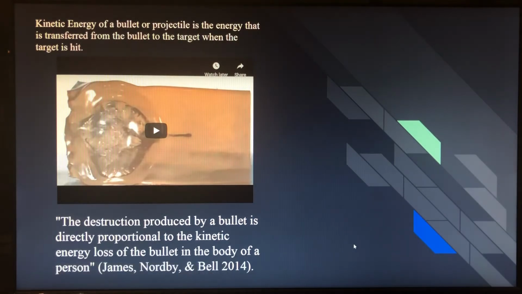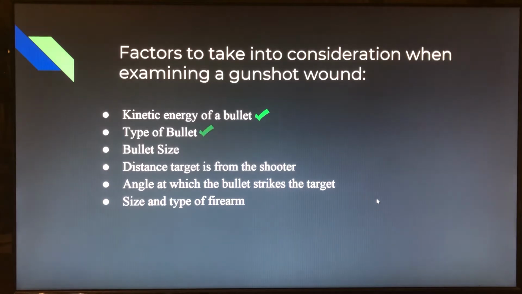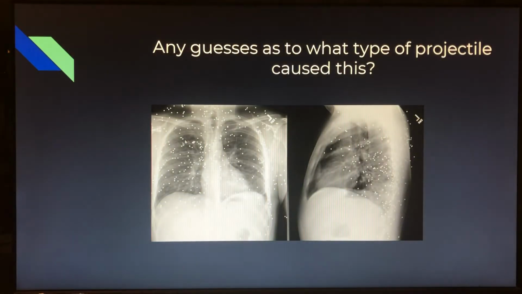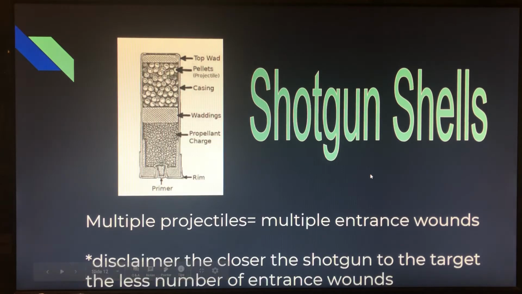So she does an excellent job explaining kinetic energy and the transfer of it as it comes in contact with a human body. She also touches base on my next topic, which is type of bullet. So any guesses as to what type of projectile caused this? So if you guessed shotgun shells, then you are correct.